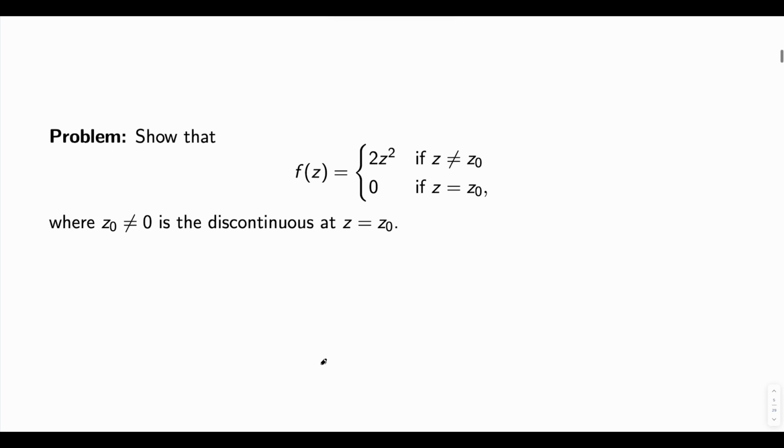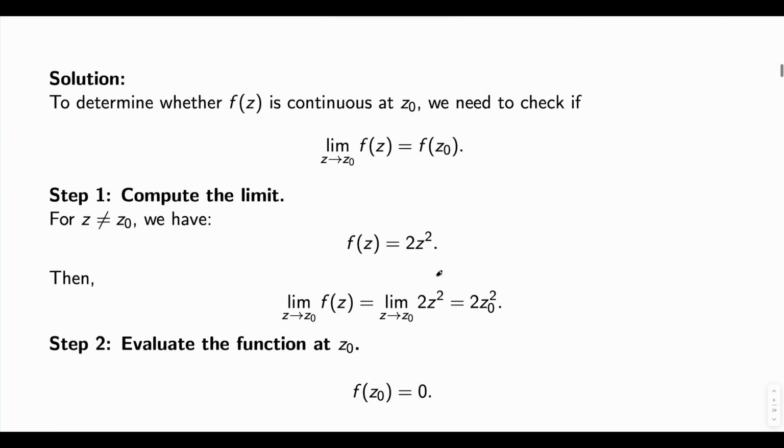So let us see the next problem. Show that f(z) = 2z square if z not equal to z0, where z0 is not equal to 0, is discontinuous at z = z0. So now if you see this problem solution, determine whether f(z) is discontinuous at z0. We need to check this condition. And when you compute the limit as z approaches z0, you will find this, and when you plug z = z0, you will get 2 z0 square, right?